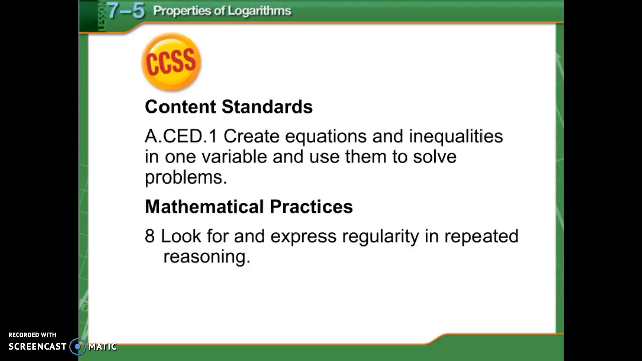We're in Unit 3, Lesson 5 today, Chapter 7, Section 5 out of the textbook, and talking about properties of logarithms. We've only got one content standard for this lesson: create equations and inequalities in one variable and use them to solve problems, and one mathematical practice: to look for and express regularity in repeated reasoning.